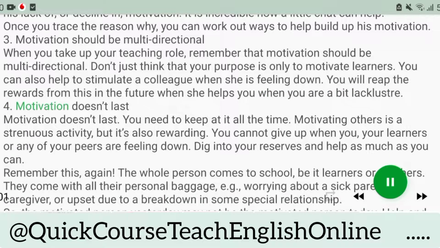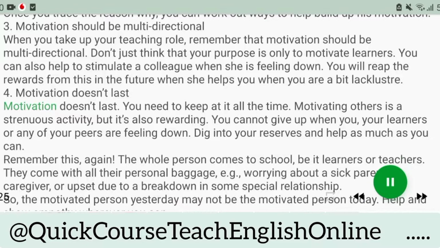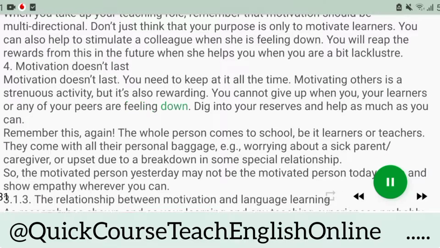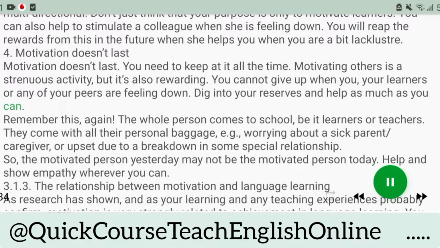4. Motivation doesn't last. You need to keep it all the time. Motivating others is a strenuous activity, but it's also rewarding. You cannot give up when you, your learners, or any of your peers are feeling down. Dig into your reserves and help as much as you can.